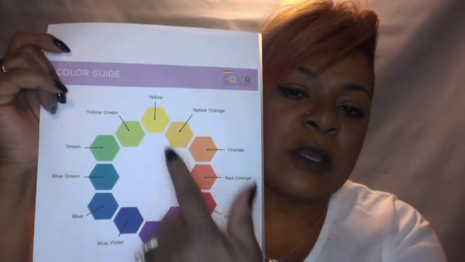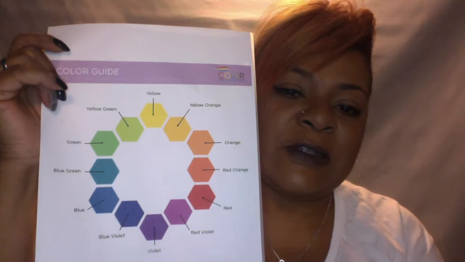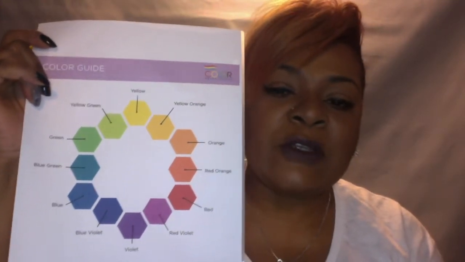Now on this color wheel, you'll see you have your primary colors, yellow, red, and blue. And then you have your secondary colors, which are orange, green, and violet. In order to get your secondary color, you have to mix equal portions of two primary colors. So in order to achieve orange, you need to make equal portions of red and yellow. In order to achieve violet, you have equal portions of blue and red. And to achieve green, you have equal portions of blue and yellow.